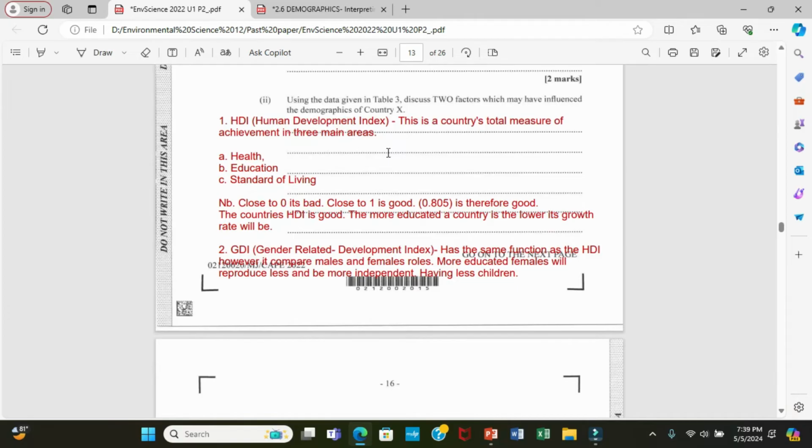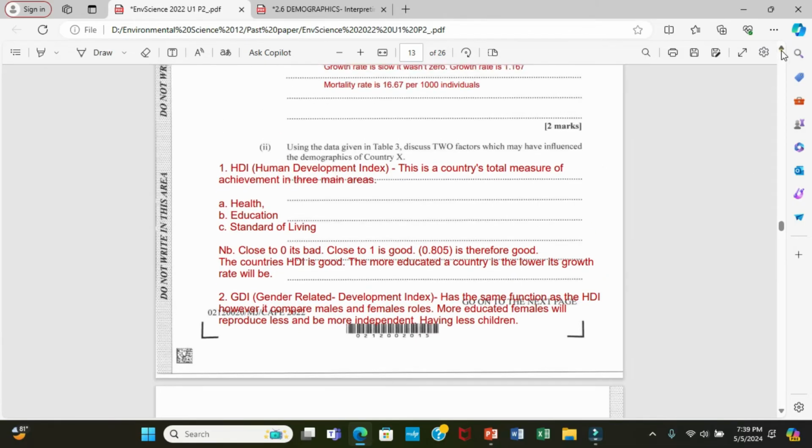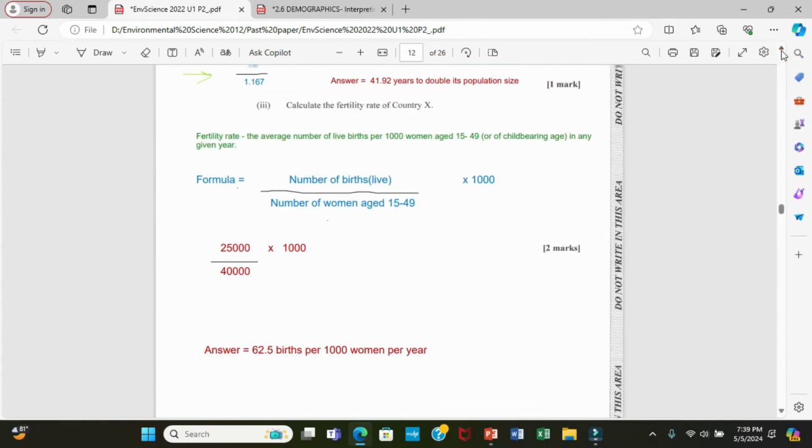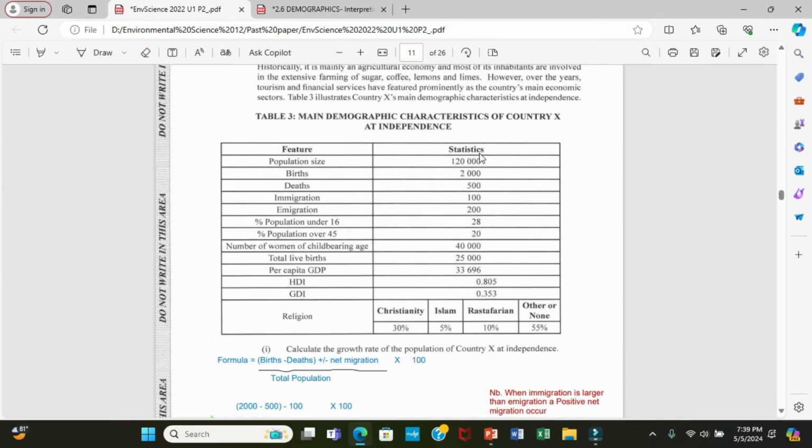All right. Using the data given in table 3, discuss 2 factors which may have influenced the demographic of country X. Well, guys, I use the HDI, which is the Human Development Index, and of course, I use the GDI, which is the Gender Related Development Index. All right. Let me look back at the table before I explain what they mean. So if you notice here, it says HDI, and they give you a figure, and GDI, and they give you a figure.